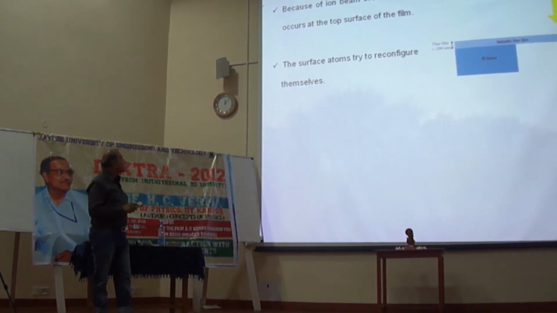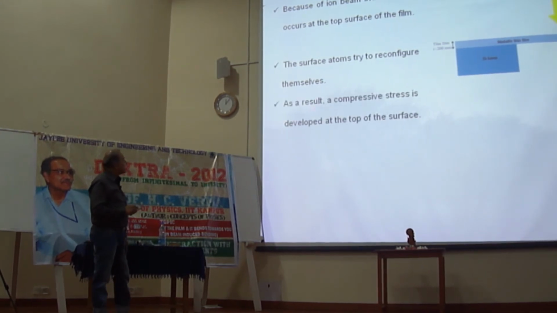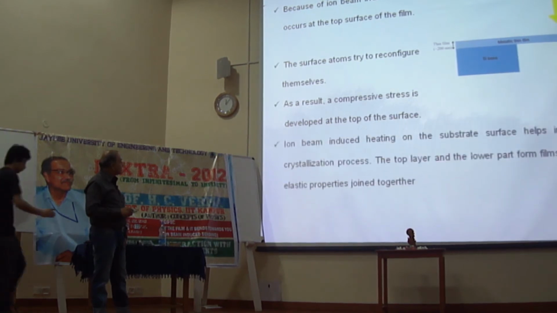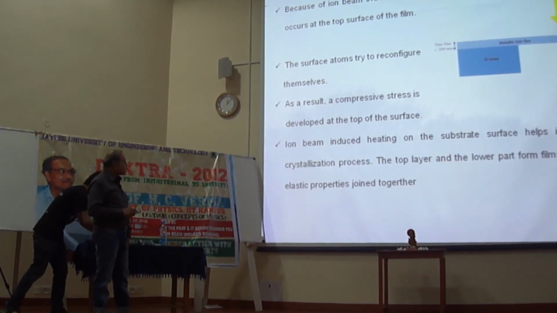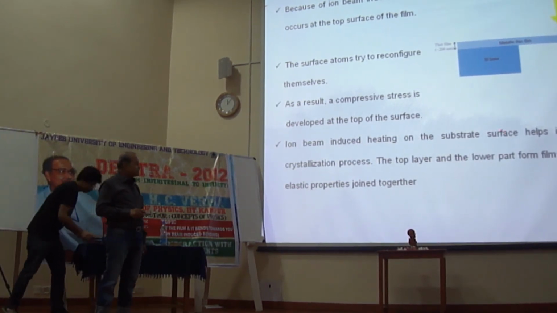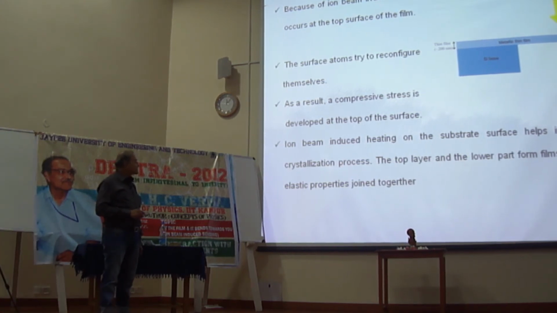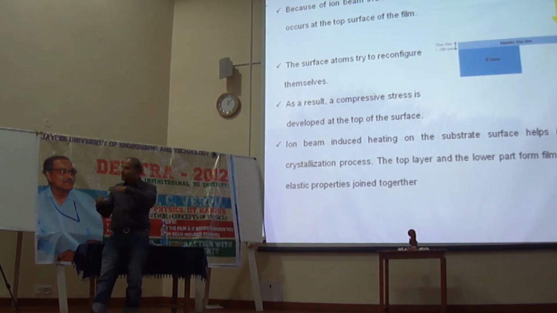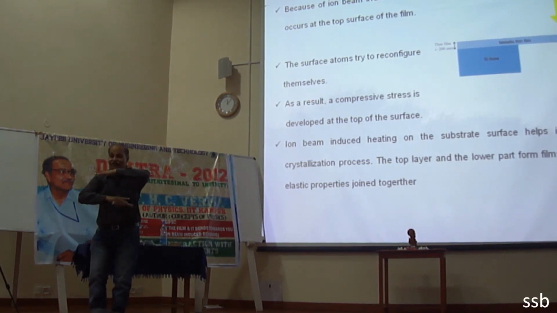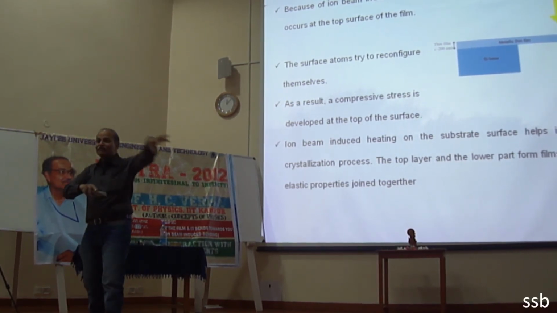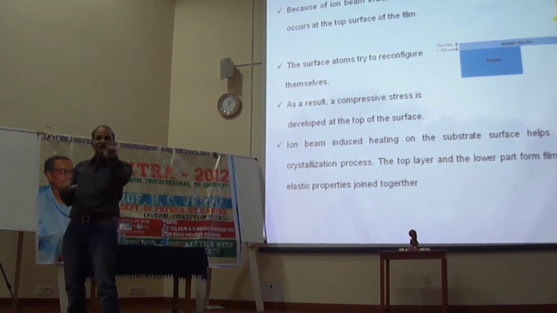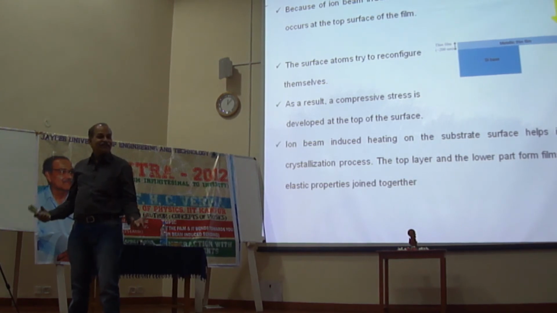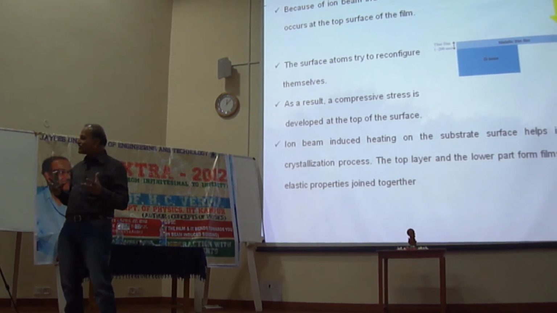So the surface atoms try to reconfigure themselves. As a result, compressive stress is developed at the top of the surface, and ion beam induced heating of the substrate also helps in this recrystallization process. After the top surface is recrystallized, you have two kinds of layers. The top surface has different elastic properties because of all that stress, and the bottom is different, and they are joined together.